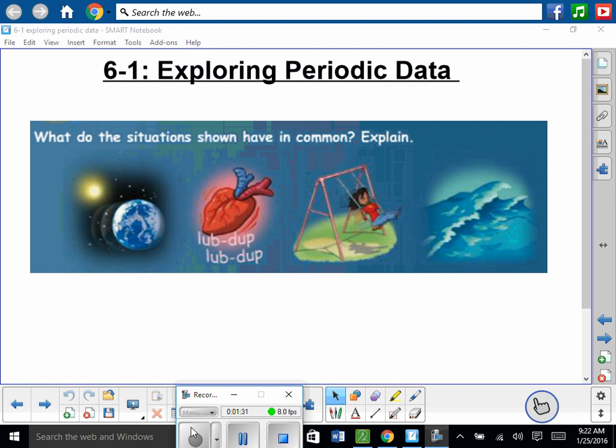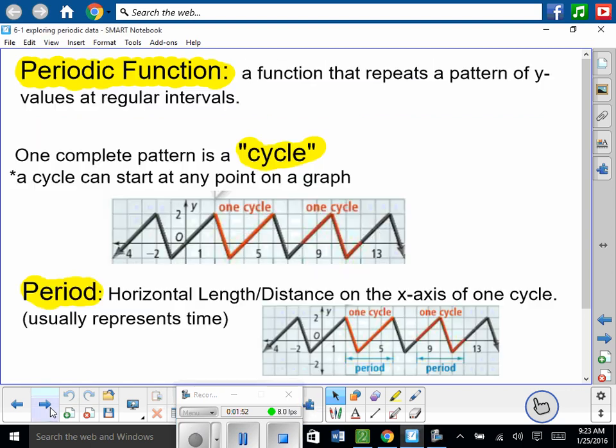Okay. So the heart contracts and expands in a repeated pattern, right? Okay, awesome. And then swinging, a repeated pattern. And then waves, the way the ocean goes up and down in a repeated pattern. Think of a wave hitting the shore. Okay, good. So we're seeing repeated patterns. So that's what a periodic function looks like, you guys. A periodic function. So here we go.